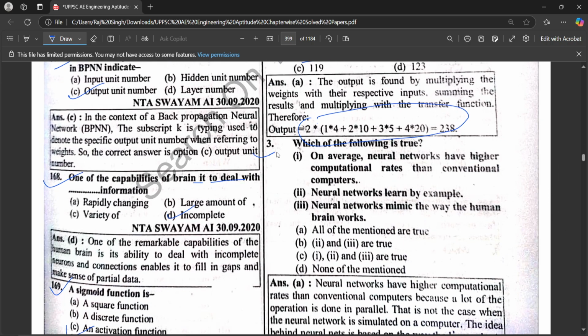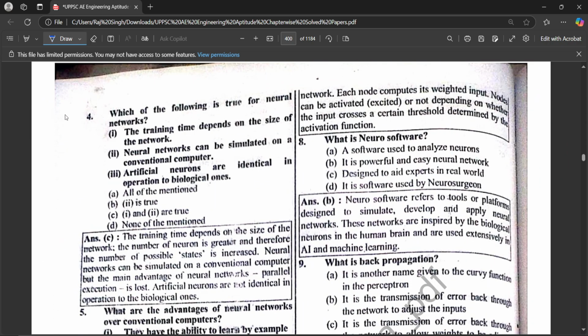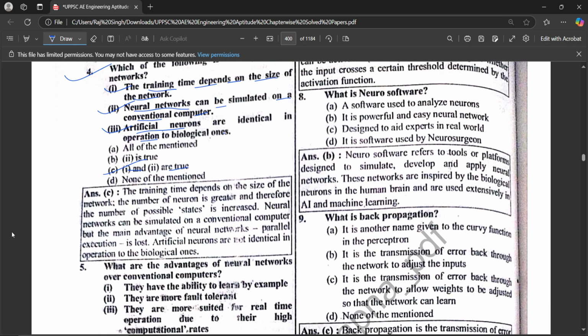Next question, which of the following is true? First statement, on average neural networks have higher computational rate than conventional computers. Neural networks learn by example. Neural networks mimic the way the human brain works, hence all the mentioned are true. Which of the following is true for neural networks? First, the training time depends on the size of the network. Second, neural networks can be simulated on a conventional computer. Third, neural networks are identical in operation to biological ones. 1 and 2 are true.